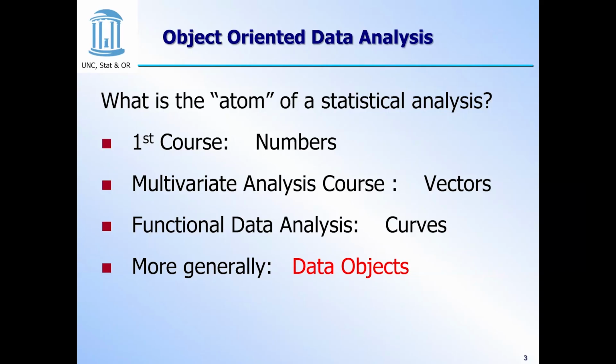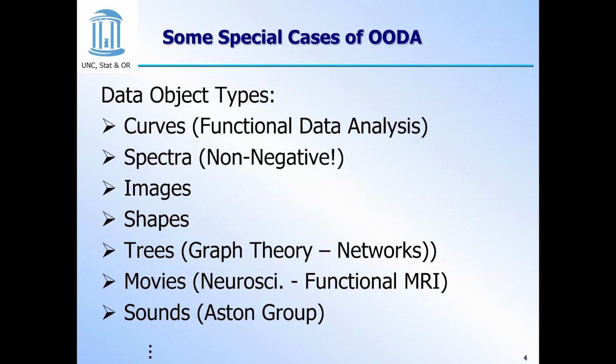If we organize this by courses, I actually teach elementary statistics courses where atoms are numbers. I try to get students to understand variation in numbers. More advanced students will take multivariate analysis where the atoms are vectors. We've heard a bit of functional data analysis where the atoms are curves. Object-oriented data analysis just continues this in the direction of data objects, which are more general things, much of what we've been hearing about here.